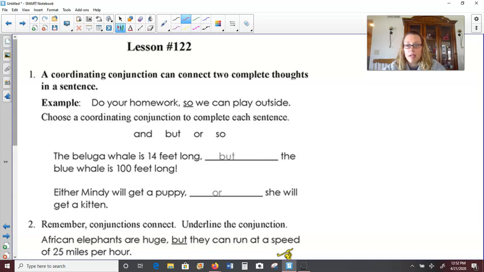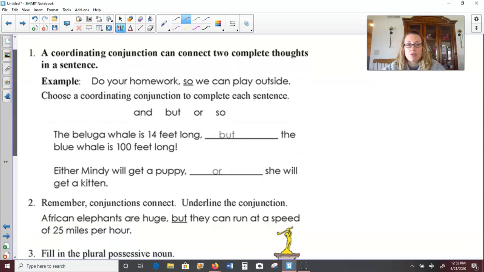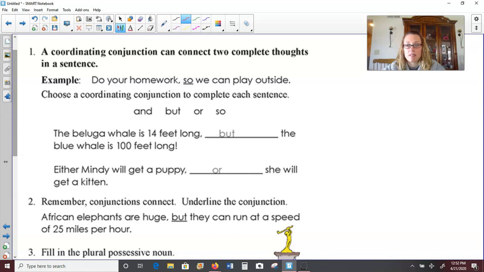A coordinating conjunction can connect two complete thoughts in a sentence. For example, do your homework so we can play outside. So there's two thoughts. Do your homework, we can play outside. So we need to use a coordinating conjunction to complete the sentence. So let's take a look at the first one. The beluga whale is 14 feet long, but the blue whale is 100 feet long.